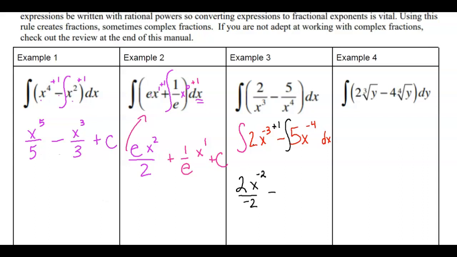So -5 stays, and then I'm going to add 1. So x to the -3, and then that's what we'll divide by. And then we're done integrating, so I'm going to put the plus c.